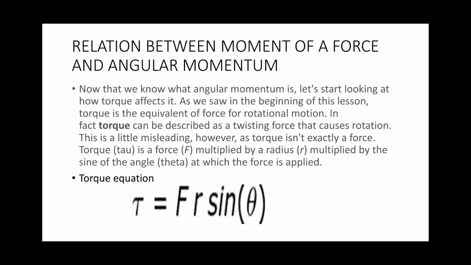Now that we know what angular momentum is, let's start looking at how torque affects it. As we saw in the beginning of this lesson, torque is the equivalent of force for rotational motion. In fact, torque can be described as a twisting force that causes rotation. This is a little misleading, however, as torque isn't exactly a force. Torque, or tau, is a force multiplied by the radius multiplied by the sine of the angle theta at which the force is applied. This is the formula for getting the torque: tau equals force times r, the radius, times sine theta.